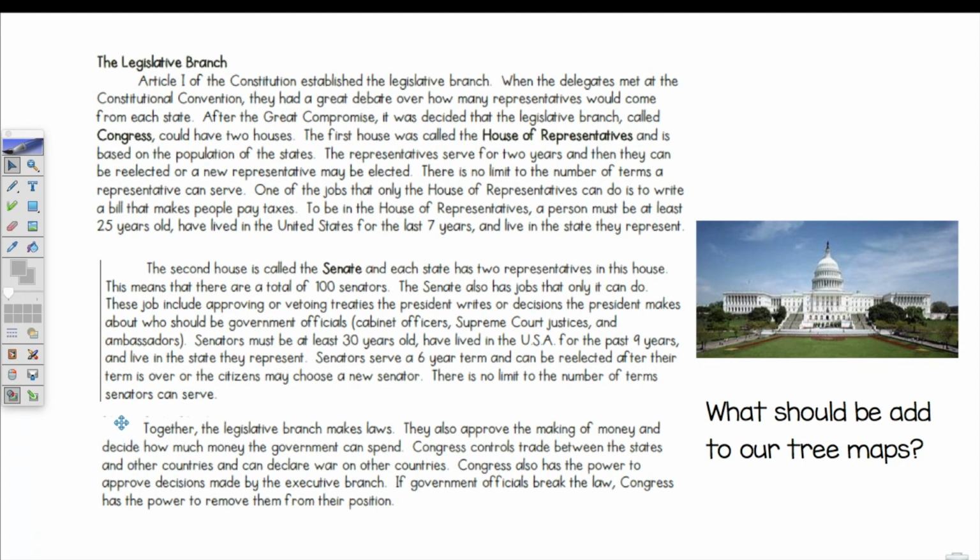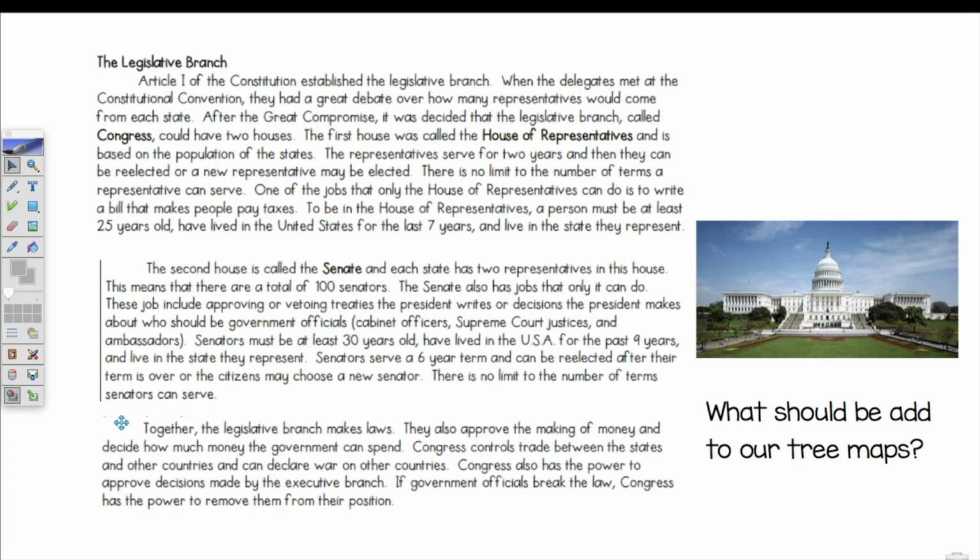Together, the legislative branch makes laws. They also approve the making of money and decide how much money the government can spend. Congress controls trade between the states and other countries and can declare war on other countries. Congress also has the power to approve decisions made by the executive branch. If government officials break the law, Congress has the power to remove them from their position.